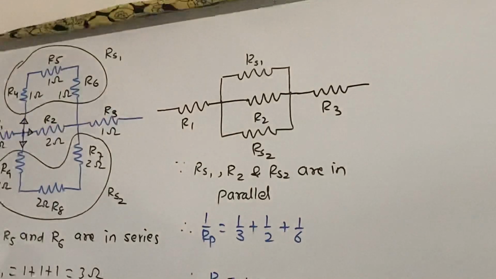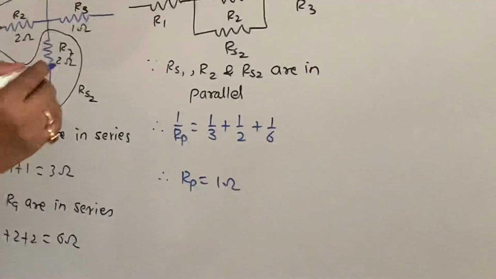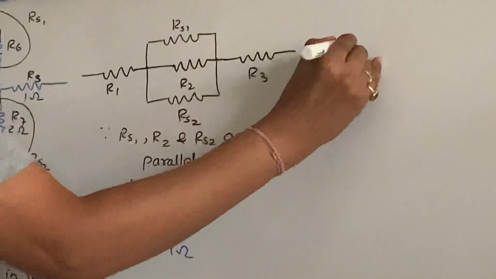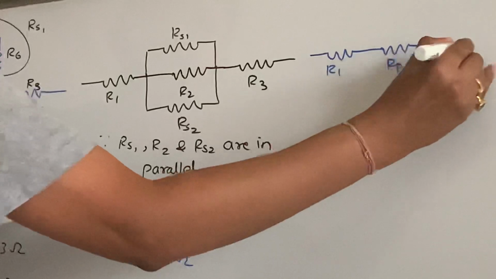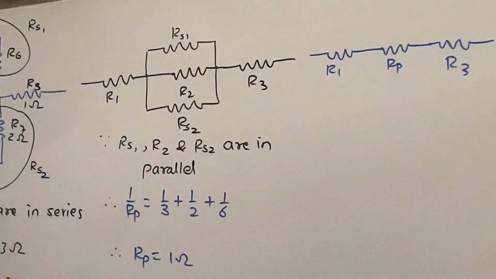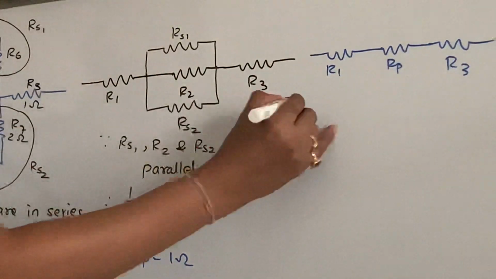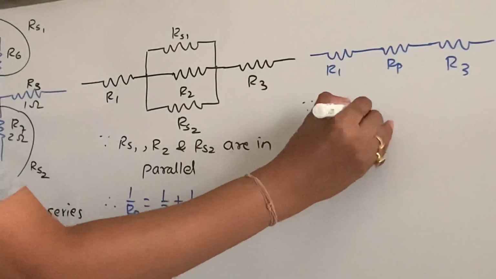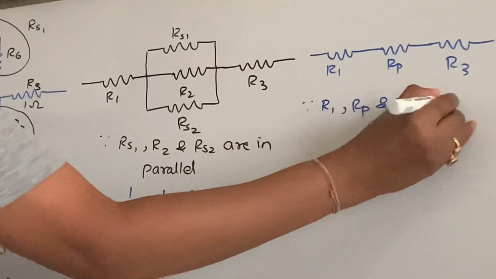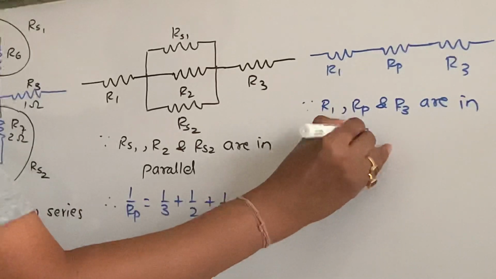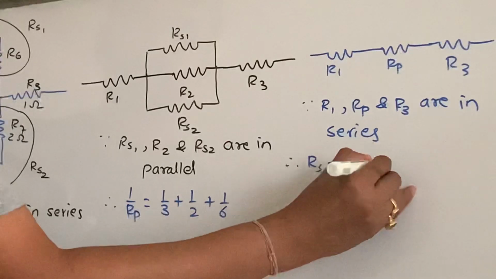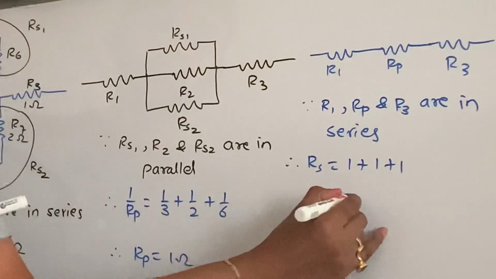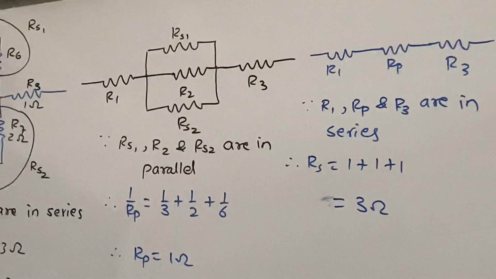Now, what will be the next part? Next part will be, there are three resistors in the same line. This is your R1, this is your RP and this is your R3. Now how are they connected? They are connected in series. So since R1, RP and R3 are in series, I can write your RS is equal to 1 plus 1 plus 1, that is equal to 3 ohm. Right? The resistance between point A and B will be 3 ohm.